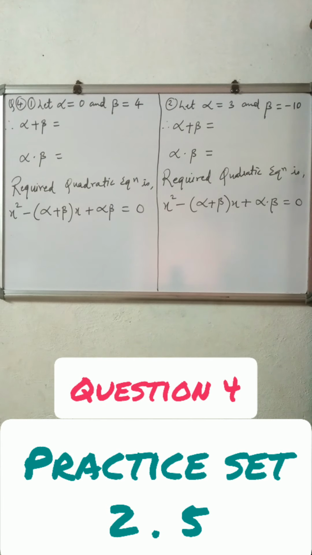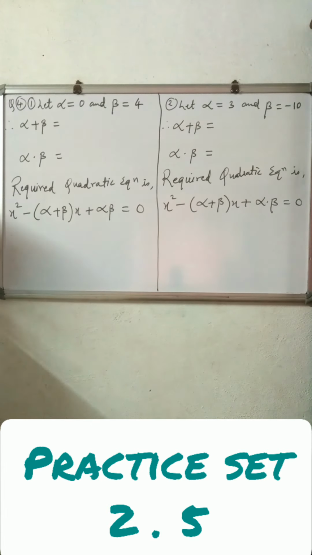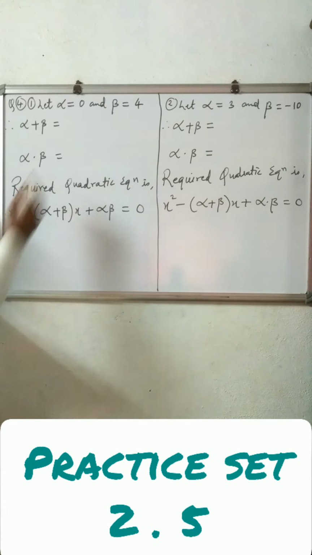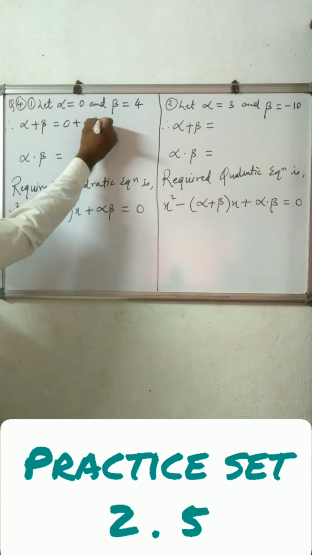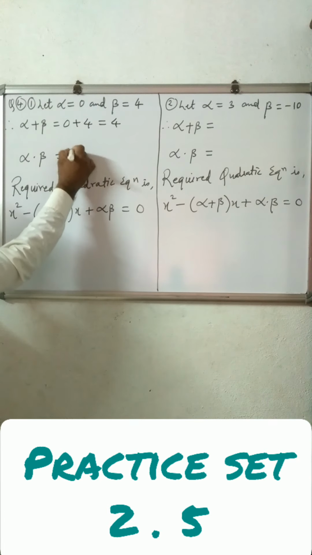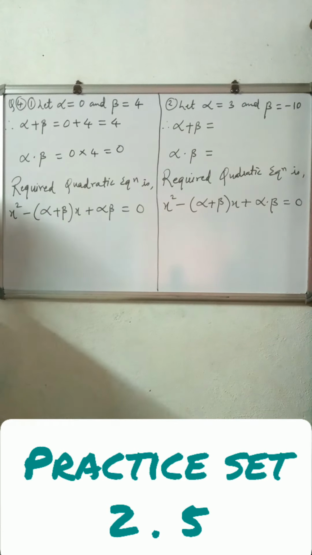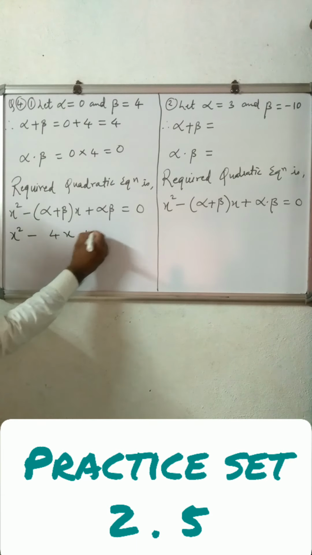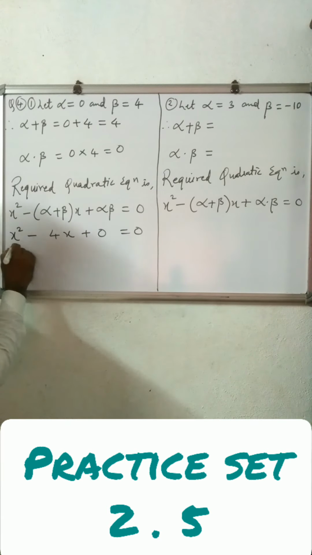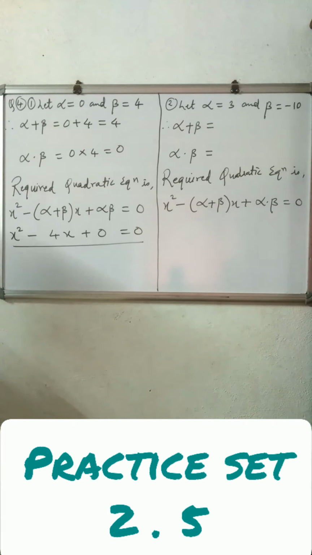Question number 4. Form the quadratic equation when the values of the roots of the quadratic equation are given. So let two values be given here. Let alpha is equal to 0 and beta is equal to 4. Therefore, the sum alpha plus beta is 0 plus 4, which is equal to 4, and alpha into beta, that is 0 into 4, which is equal to 0. So the required quadratic equation is given by the formula x square minus alpha plus beta x plus alpha into beta is equal to 0. Therefore, x square minus 4x plus 0 is equal to 0 is the required quadratic equation.